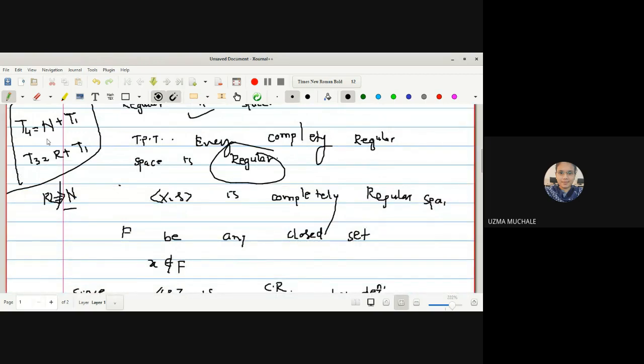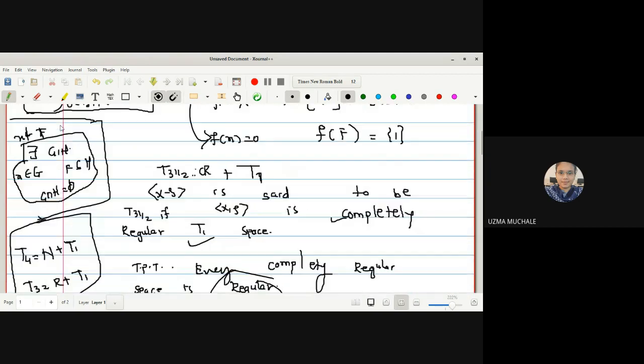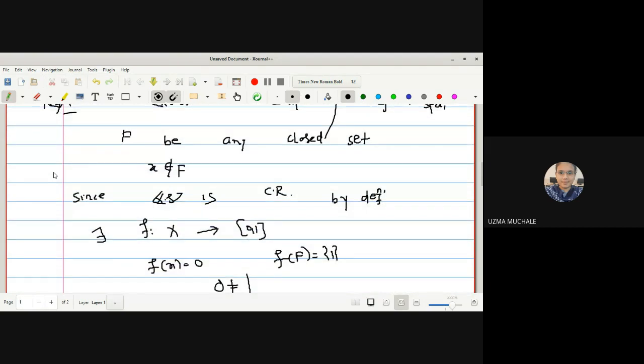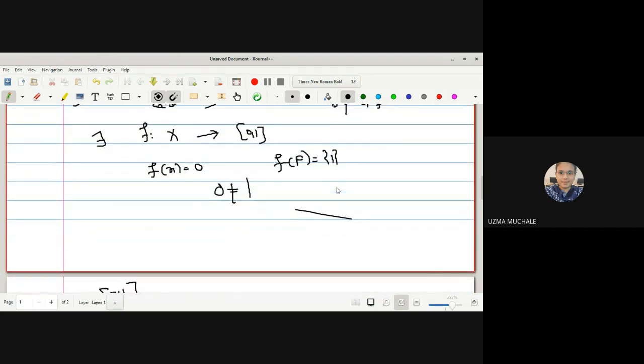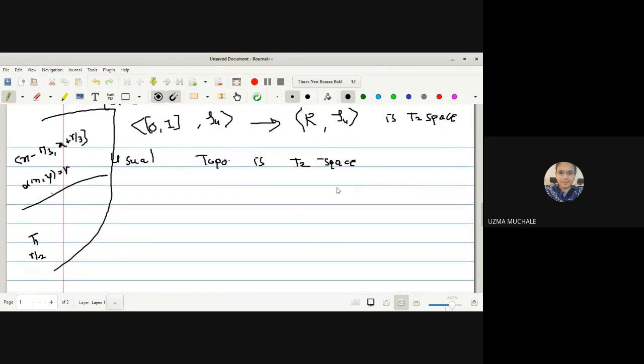To prove a regular space, what is our aim to find out? We have to find two disjoint open sets. Okay. So here, given the definition we have used, f of x is 0 and f of F is the singleton 1. And the usual topology is a T2 space.